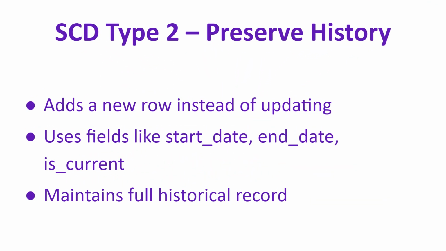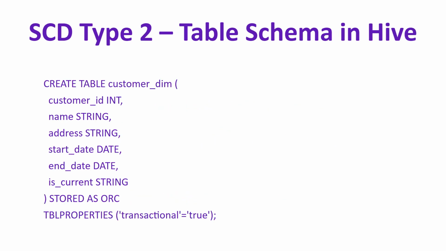In SCD type 2, instead of updating the record, we insert a new row to track the changes. You typically use columns like start date, end date, or an is current flag to manage versions. Here's how an SCD type 2 dimension table might look in Hive. It includes date fields and an is current flag to indicate which record is active.